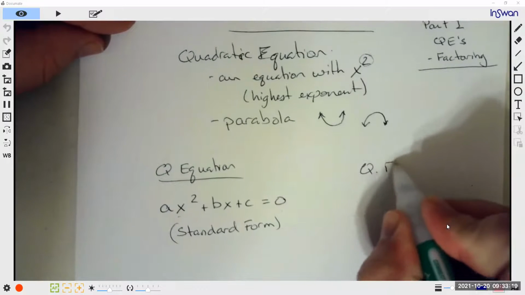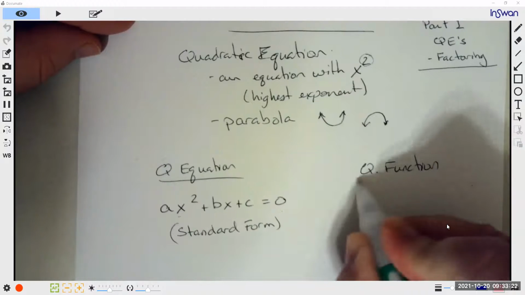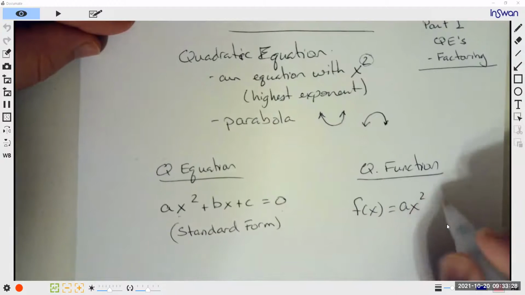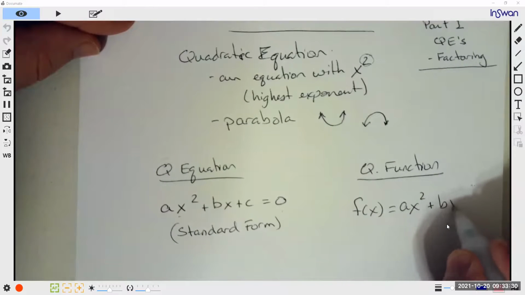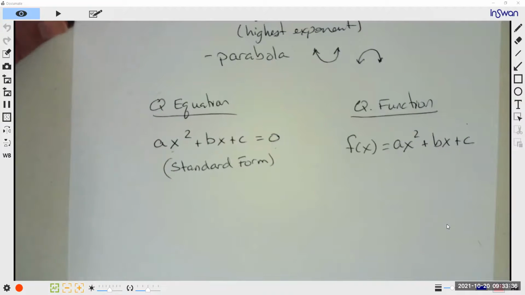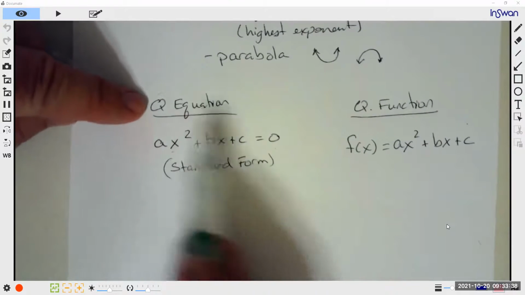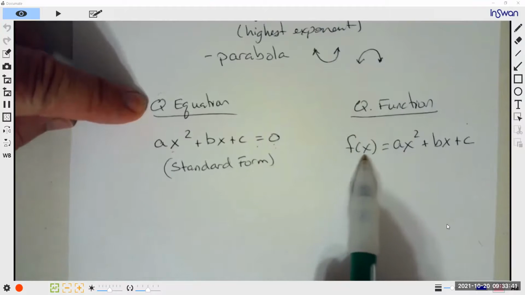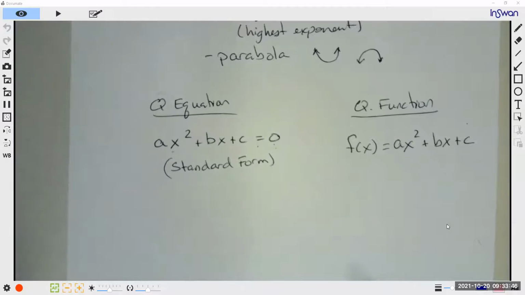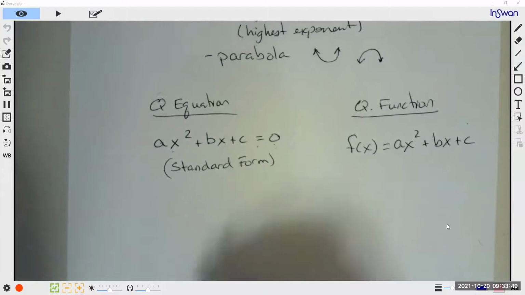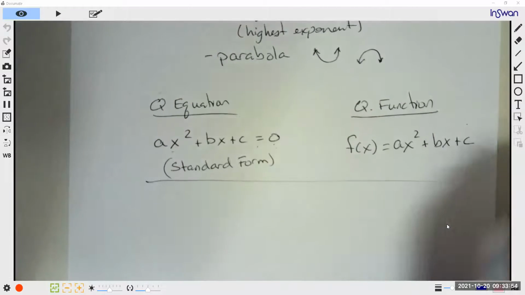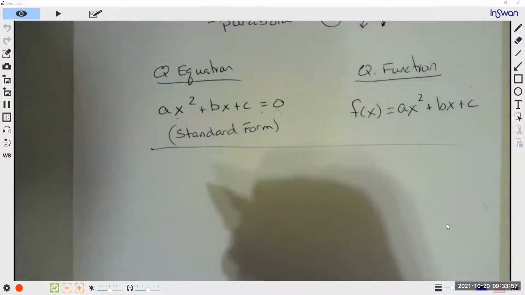The quadratic function simply looks like this. f of x equals ax squared plus bx plus c. So that's the difference. An equation is set equal to 0, a function simply has that function notation. And you can put whatever value you want in there. All right. So whenever we graph, we have to always start with this. A couple of terms we need to look at first.